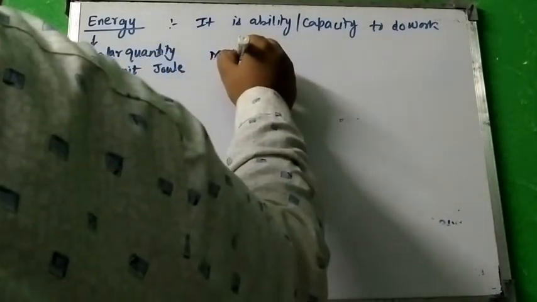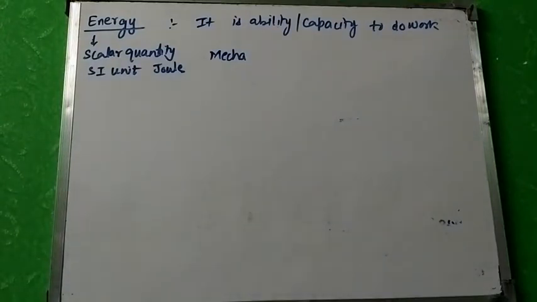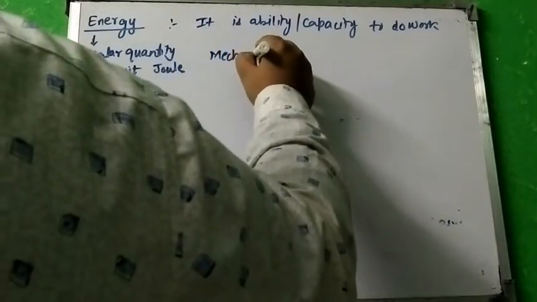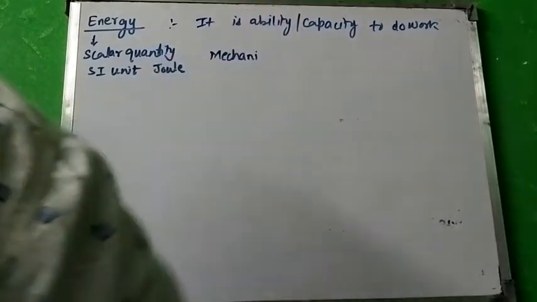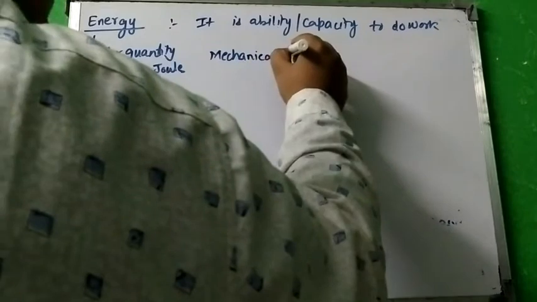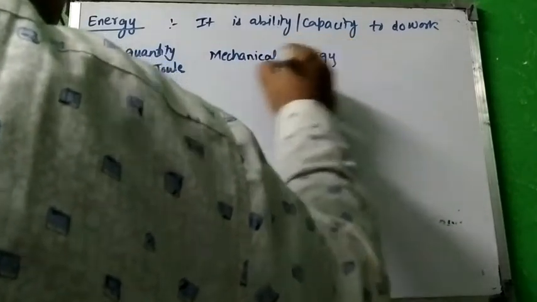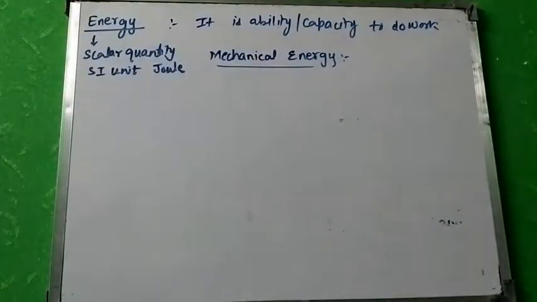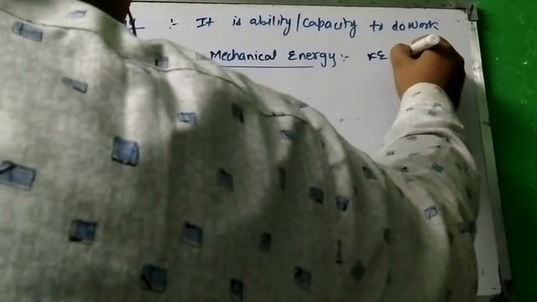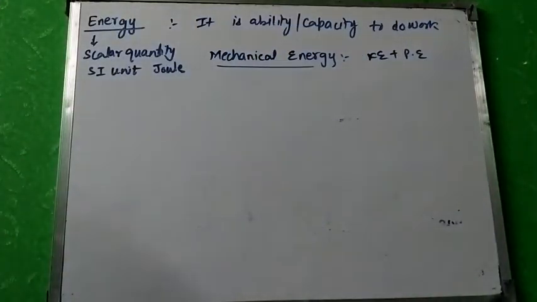There are a large number of energies: mechanical energy, heat energy also called thermal energy, gravitational potential energy, kinetic energy, wind energy, geothermal energy, solar energy. There are a large number of energies in the universe. But let's focus only on mechanical energy. Mechanical energy is the sum of kinetic energy and potential energy.